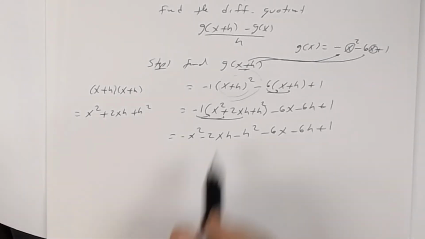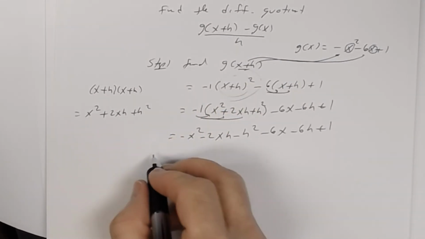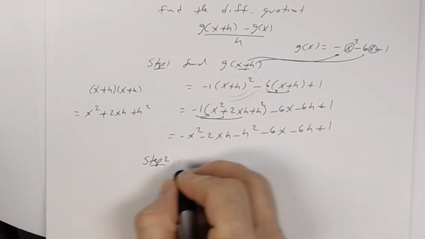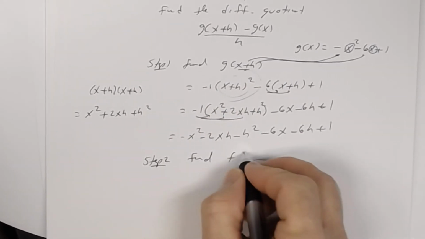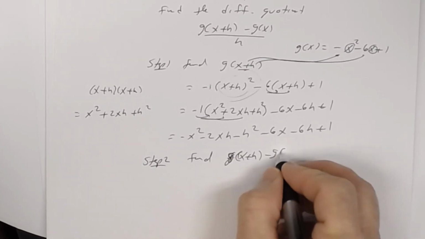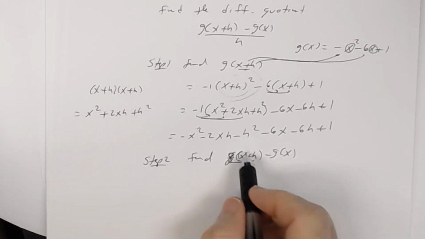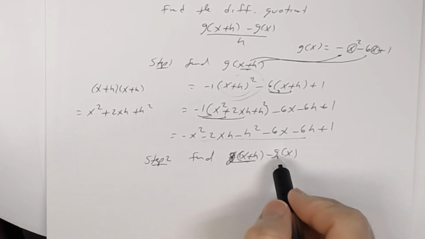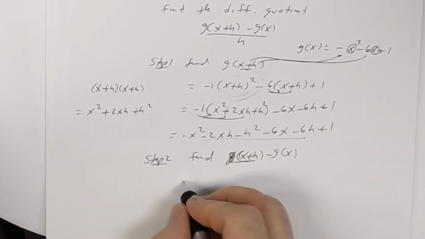Now let's do step 2. So step 2 is this numerator. So let's find the numerator now: g of x plus h minus g of x. So I found g of x plus h. That's all of this. I just have to subtract the function g from it. All right, so that's going to be this.